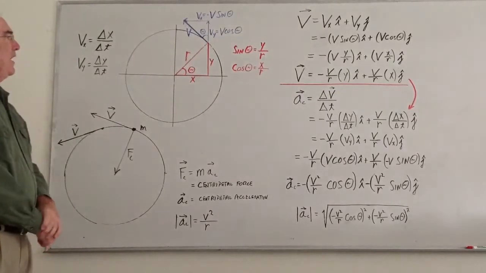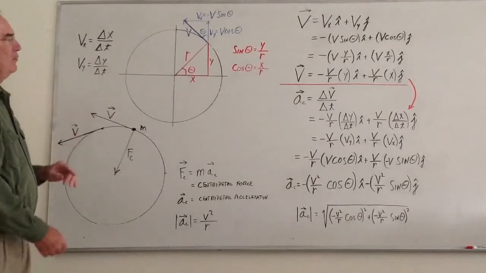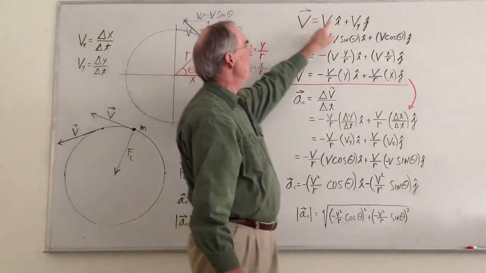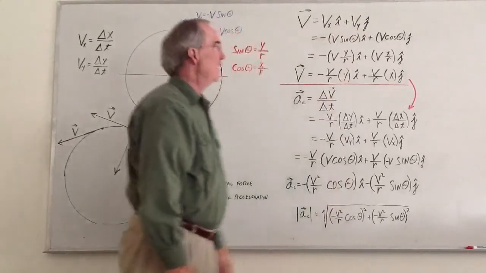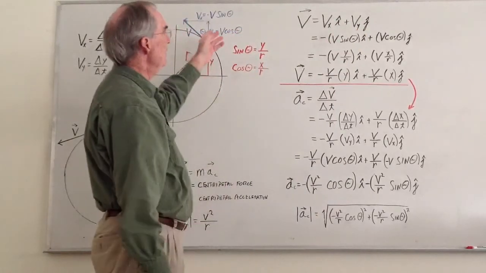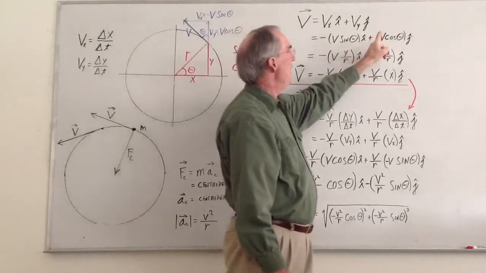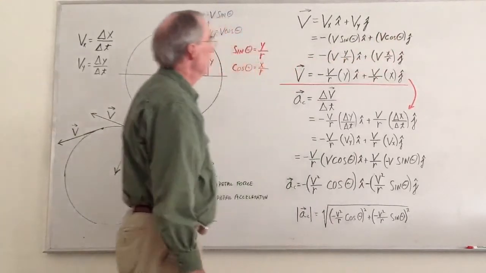So we have velocities in the x and y direction combined. They form our velocity vector, which is Vx i plus Vy j, standard vector notation. And we've already said Vx is negative v sine theta, and Vy is v cosine theta.